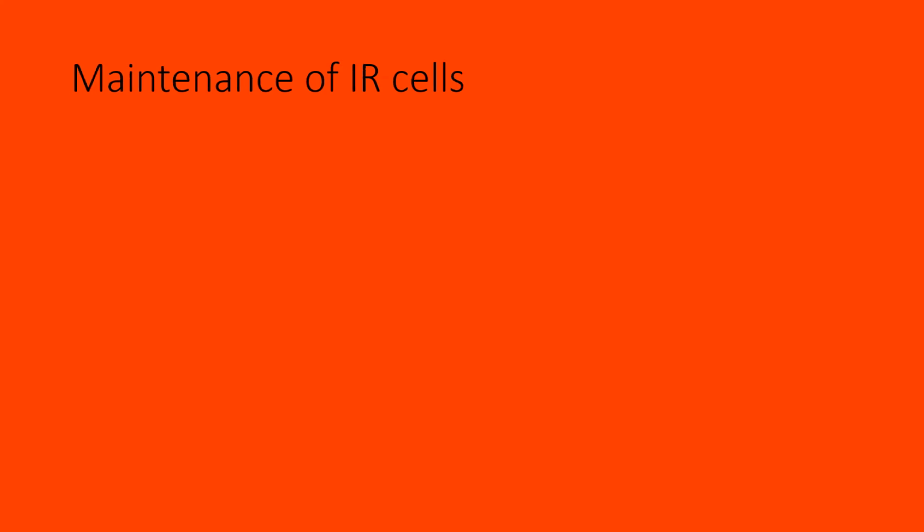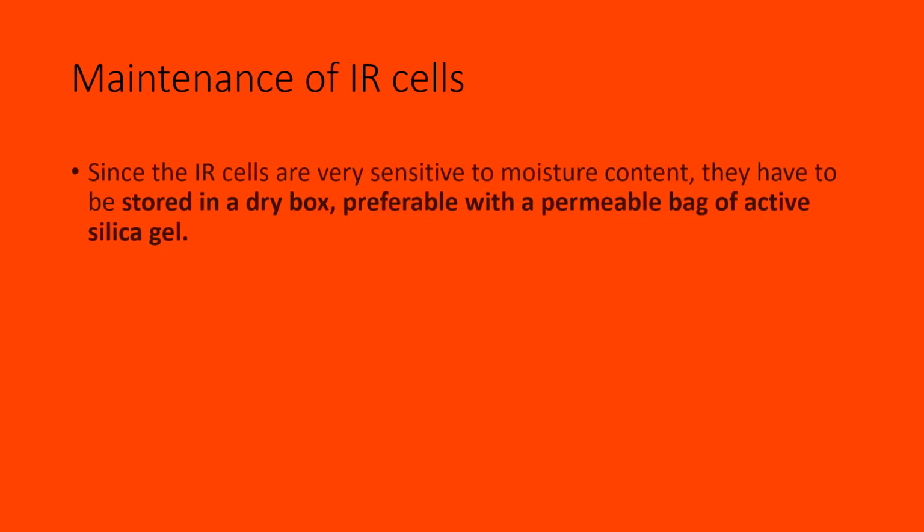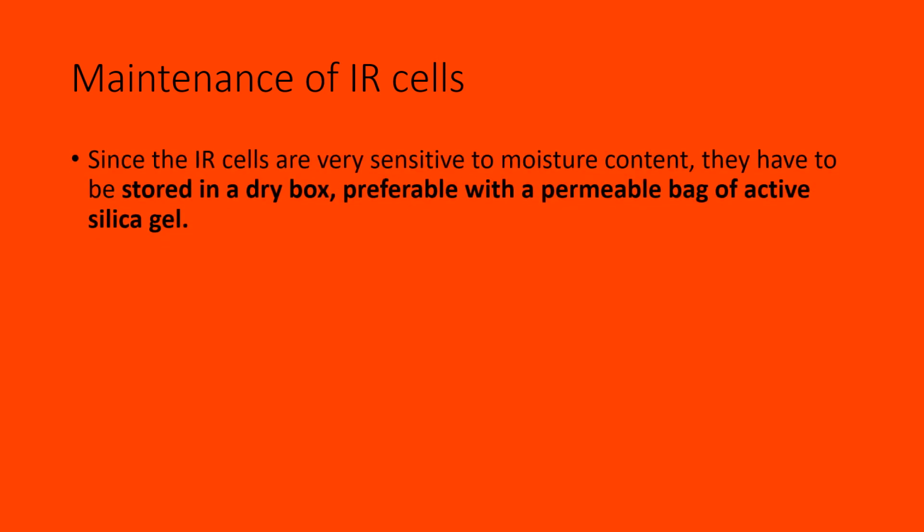Let us see how the IR cells are maintained well. Since the IR cells are very sensitive to moisture content, they have to be stored in a dry box, preferably with a permeable bag of active silica gel. This was discussed in earlier slides also. It is repeated here because of its importance to have such dry conditions always.